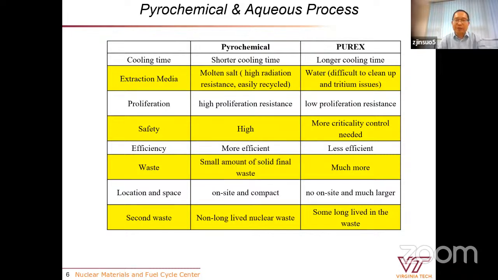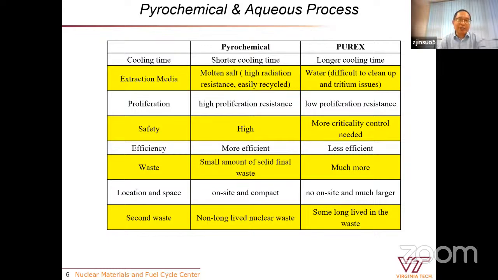For the waste, if you know the PUREX process, most of the PUREX waste is nitric acid with fission products dissolved inside. That's high-level waste. It's a lot. You process some fuel, you produce a lot of water solution with fission products dissolved. That's high-level waste. For the pyrochemical process, we do not have that issue. So everything is in the salt, and you can reprocess the salt and use the salt.